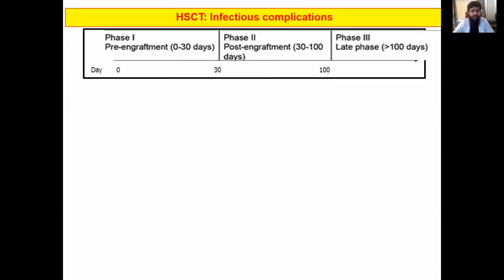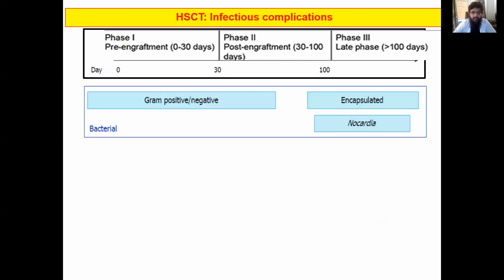Now coming to hematopoietic stem cell transplantation, in this also we can have infectious and non-infectious complications, which are categorized according to the phase of transplantation. The early transplant phase, that is 0 to 30 days, the pre-engraftment phase, and then the late transplant phase, which is again early and late. This is the post-engraftment phase up to 100 days, and the late phase more than 100 days.